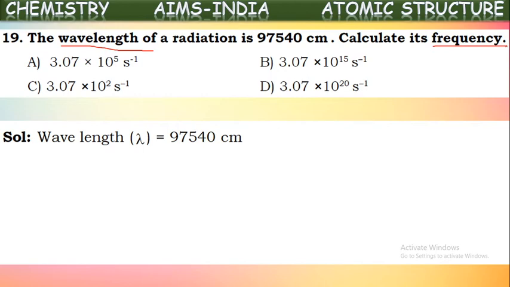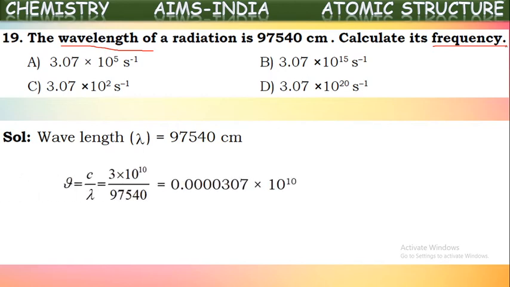We have a relation between these two. The relation between the frequency and wavelength is given by nu is equal to c by lambda. So they have given the wavelength, and c is the velocity of light, which is a constant. If you substitute those two values, we get the frequency. See, what did we get here? If you shift the decimals, we get 3.07 into 10 to the power of 55 second inverse. Where is it? Yes, in the first option it is given.